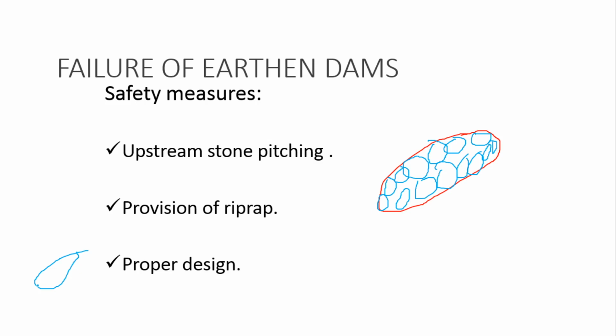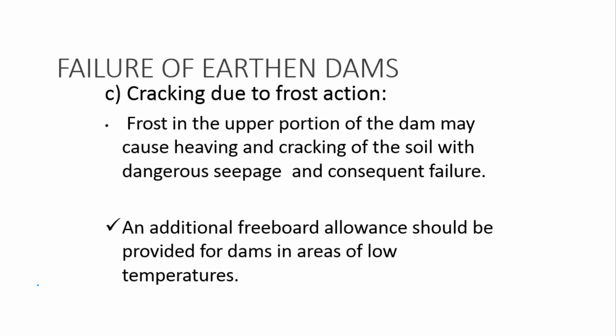For suppose, shot rock we can provide, or rock armor also we can provide. Generally, here what we will do, like bridge abutments, we will provide some stone portions there. Due to this also we can control our earthen dam. Next, proper design. Here we have seen different types of dam, thin core, thick core. If proper design is there, then also we can control our dam. Next, cracking due to frost action.